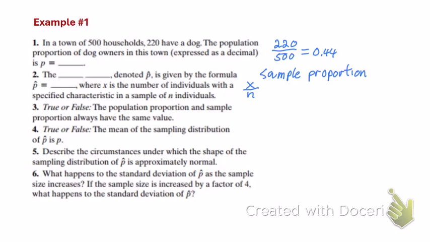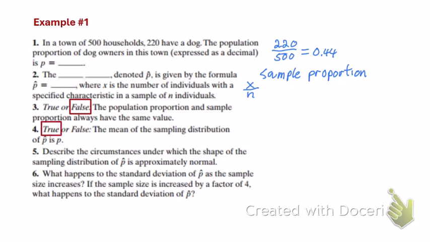All right, true or false? The population proportion and sample proportion always have the same value. Remember, the sample proportion is what we got from the sample. Is it always going to have the same value as the population proportion? What do you think? I agree. Number 4, the mean of the sampling distribution of p hat is p.